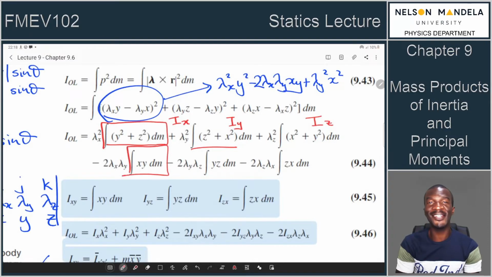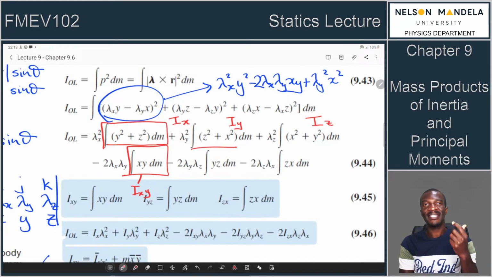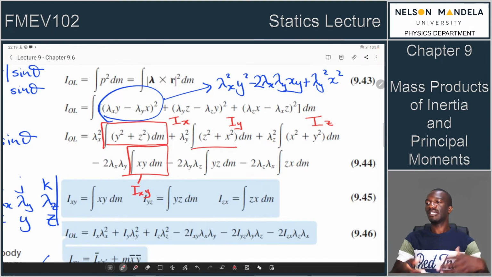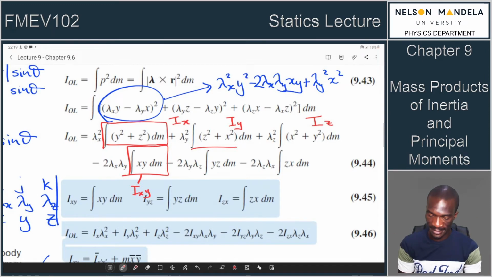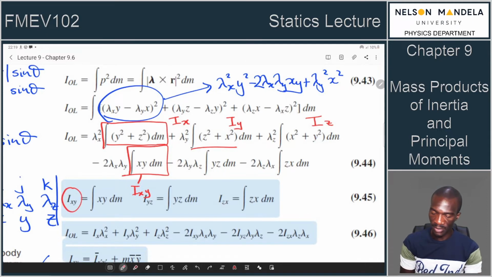Do you still remember this term? This is now your mass product of inertia. And it looks exactly the same as what we had for the areas, save that we are replacing the area with the mass. So I think you already know how you can do that conversion. So happy days. Therefore, from this equation come the definitions of the mass product of inertia. So the mass product of inertia about the xy is the integral of xy dm.